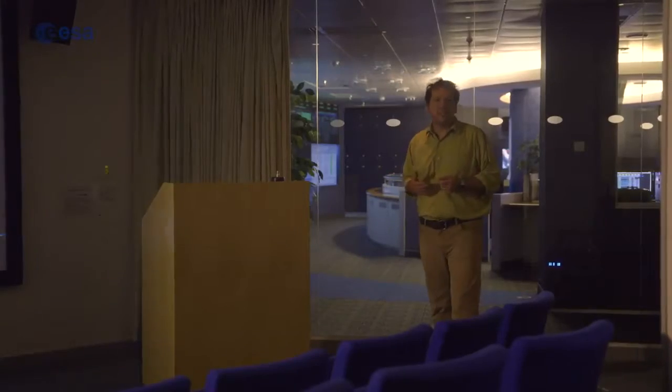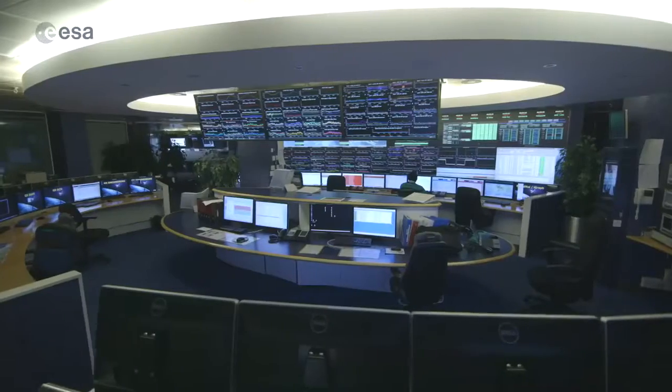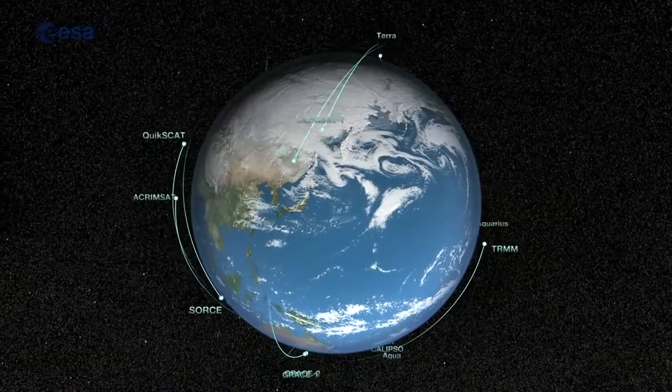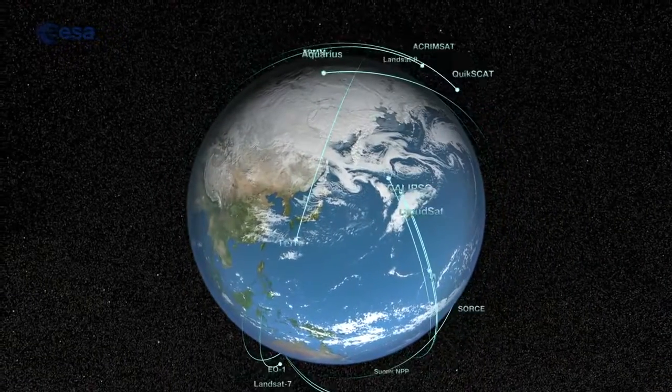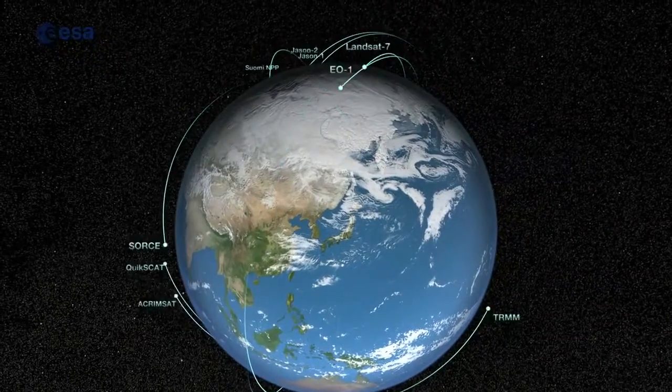Orbiting the Earth at any one time are hundreds of satellite remote sensing missions operated from control rooms such as this. Those missions have been designed for a particular task, and each carries a dedicated remote sensing instrument that's designed to measure a particular property of the Earth system. There are two main categories of remote sensing instrumentation: passive and active.